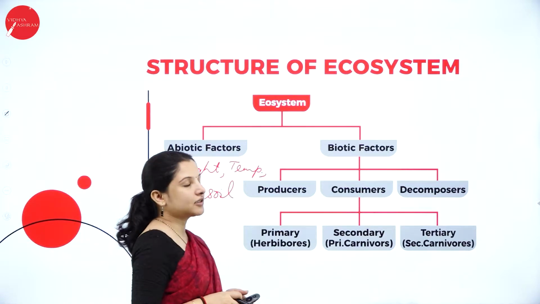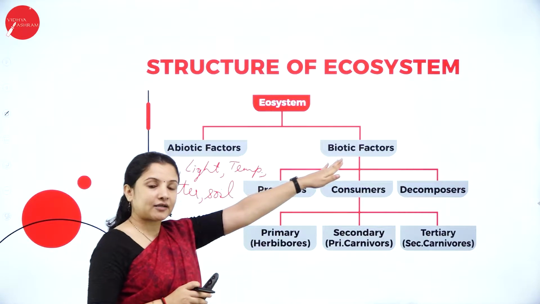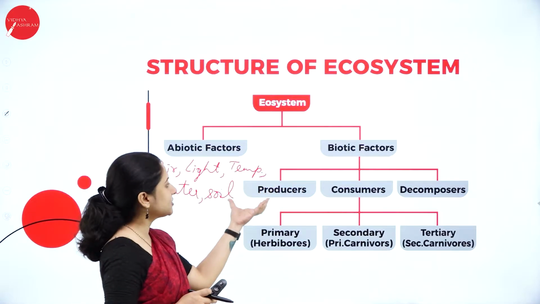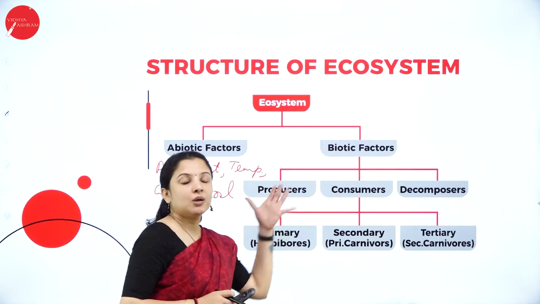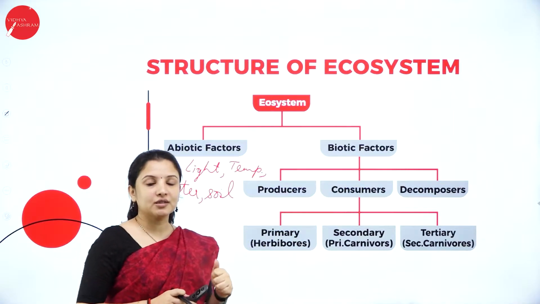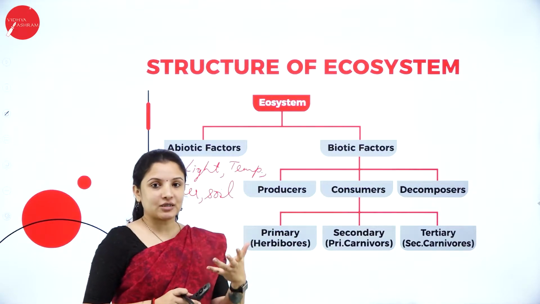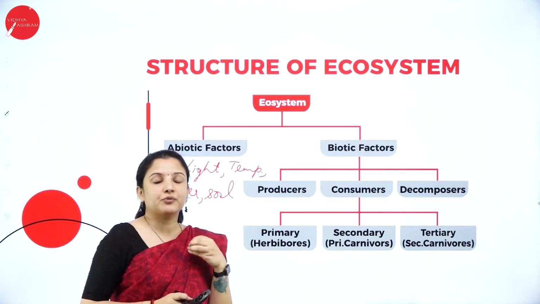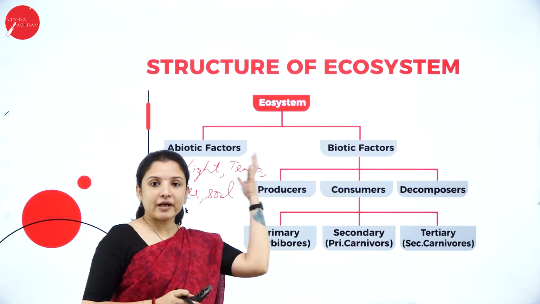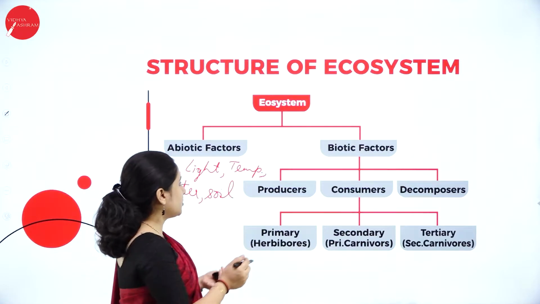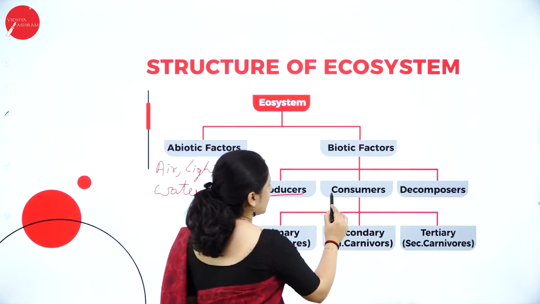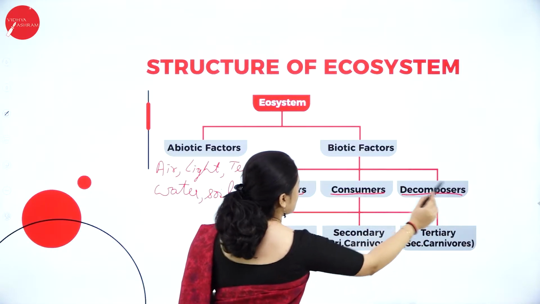Next, biotic factors. Again, these biotic factors are nothing but the living organisms. They are again divided into producers, consumers, decomposers. Producers, when I say producers, it means they produce something, right? How do they produce? They produce energy by deriving energy from the sunlight. So they are the producers. So we have the producers, then we have the consumers and the decomposers.